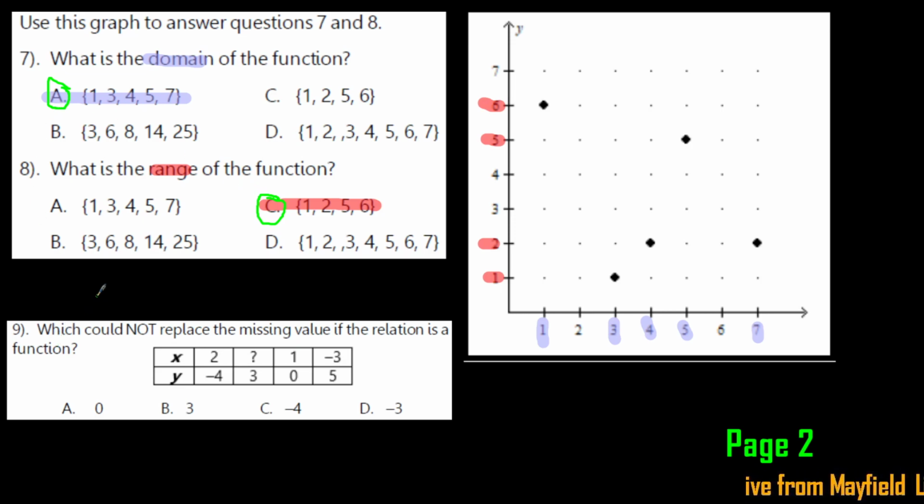And it says which could not replace the missing value if the relation is a function. So same kind of idea, I cannot choose these following values, so I'm looking for not a 2, not a 1, and not a -3. So if I was to choose one of these, I could not choose -3 since that would make it a relation. So I know that this one is good. Again, make sure you're reading this carefully and moving on.